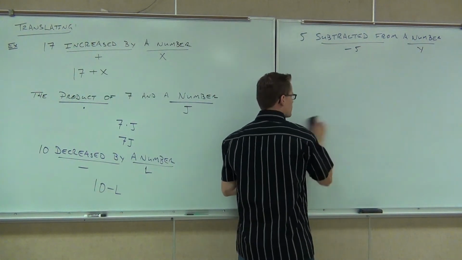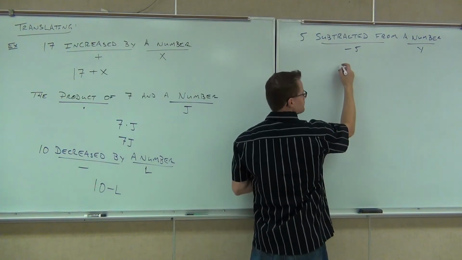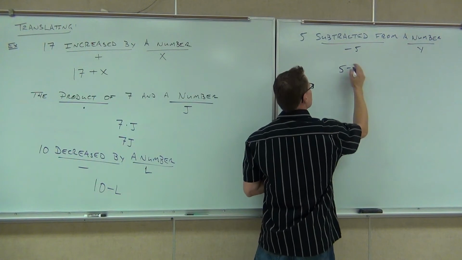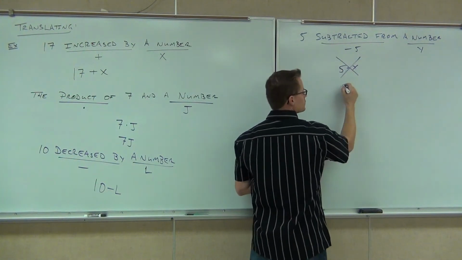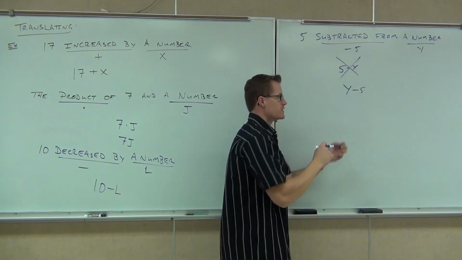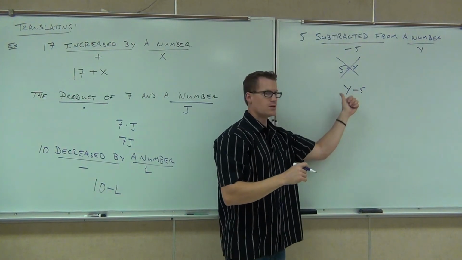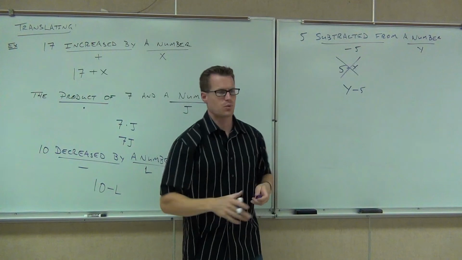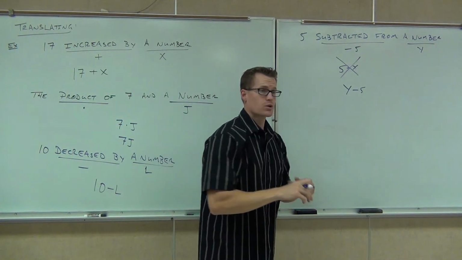So 5 subtracted from a number, it's not 5 minus y. It's not that one. It's y minus 5. This is 5 being subtracted from a number that I give you. How many people understand the difference between those two? Okay, that's important. The other one that works the same way is this.